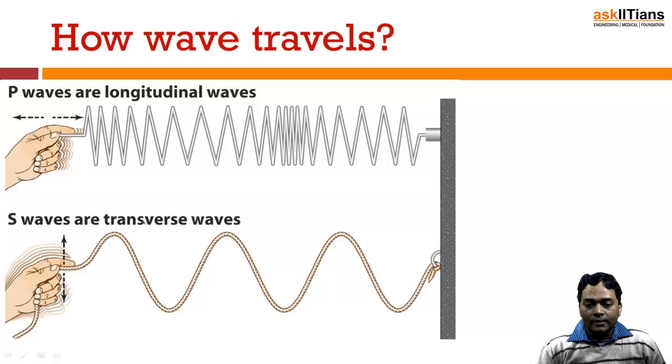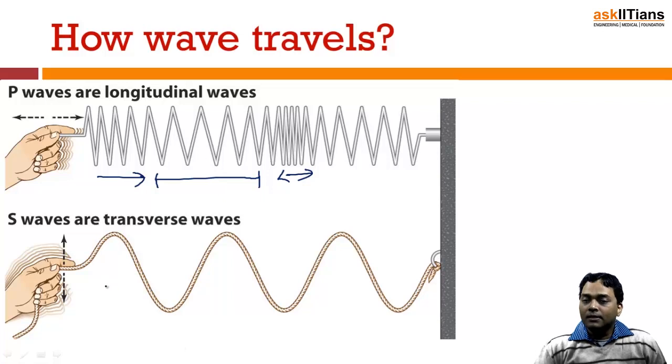So here it's either getting compressed like this or it's getting expanded like here. So this is the basic difference between compression and rarefaction. Here the motion of the particle is in the same direction as its oscillation.